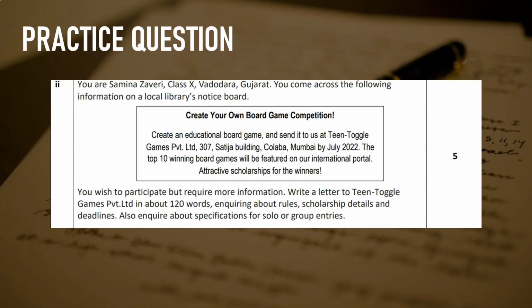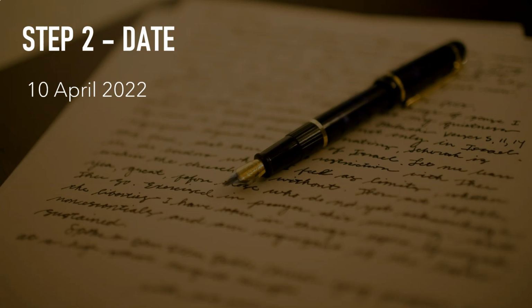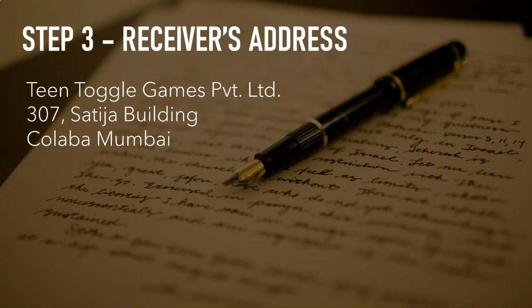But on the day of the exam, be sure to write 27th April 2022, unless specified otherwise in the question. So everything depends on the question. You have to write down the information provided in the question and list it in the format. Step 3 is the receiver's address. So Team Toggle Games Privatized Limited, we have to write the company name, of course, and that's followed by 307 Satija Building, Colaba, Mumbai.